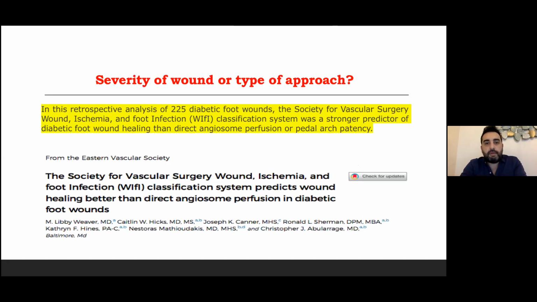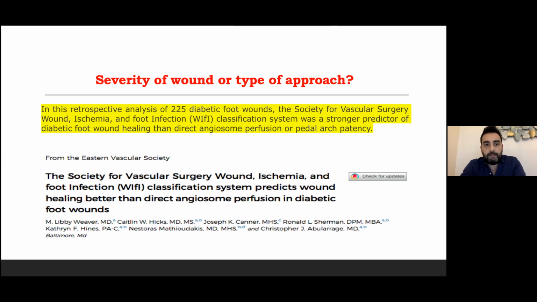Severity of wound or type of approach. This is another important point. As I mentioned before, in the 2019 ESVS guideline, the guideline recommends the new system, the WIfI classification system, in wound treatment and critical limb ischemia treatment.